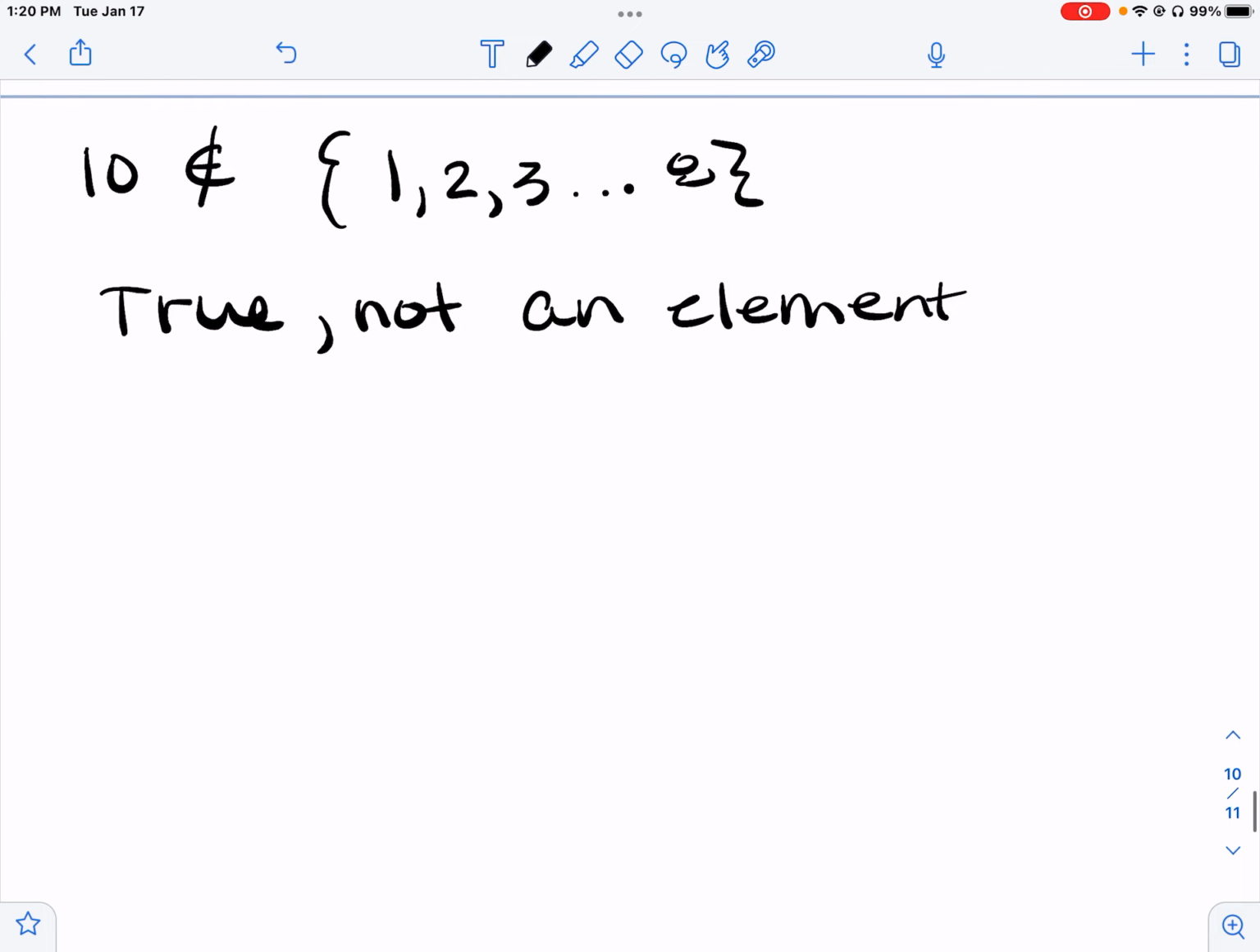Okay. Now, on this one, it says 10 is not an element. That's true because it's not an element. Okay, 10 is not in between 1 and 8. So 10 is not an element. That's a true statement.